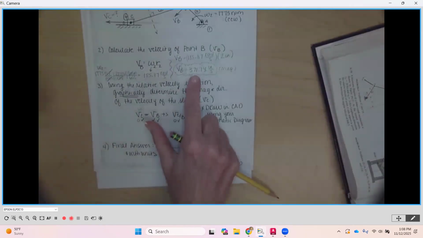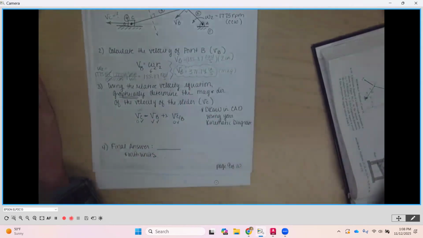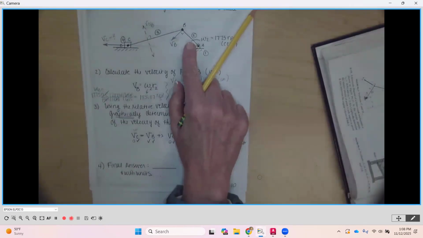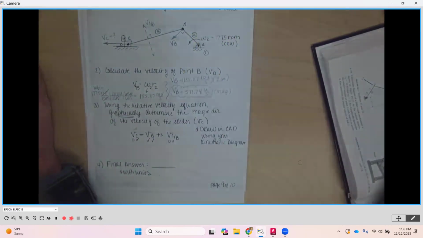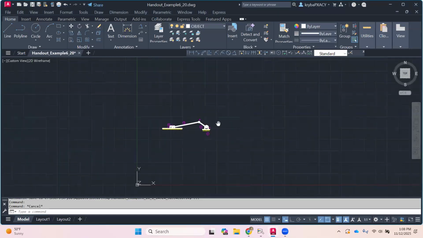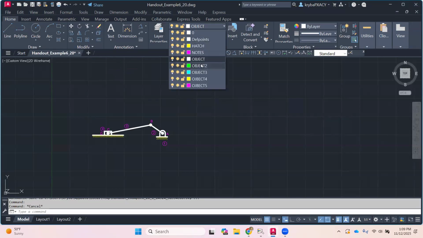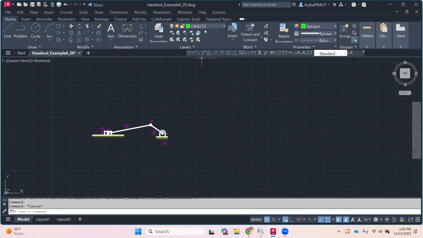So the length of vector B is going to be 3.7174. Okay. All right. Now, we also know that B is perpendicular to link number 2. Well, I already drew link number 2 in place here. So what I'm going to do is draw a line, and I'm going to go on my object 2 layer. I just want it as a different color, okay? If you need to create a layer with a different color, that's totally fine.